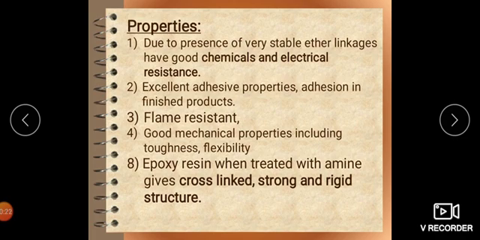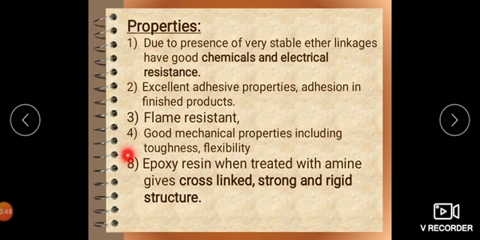This epoxy resin possesses flame resistance. They have good mechanical properties including toughness, flexibility, etc. Also, epoxy resin when treated with amine gives a cross-linked strong rigid structure. These are some properties of epoxy resin.